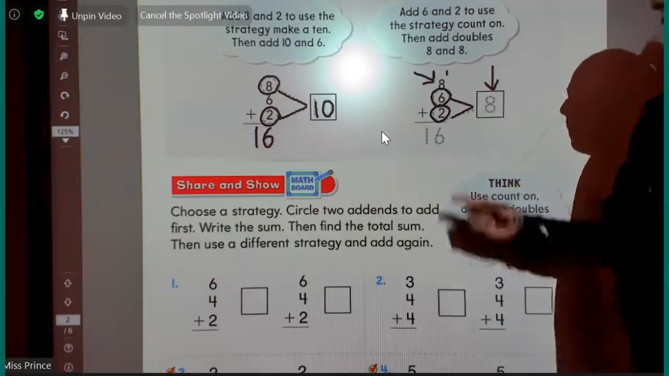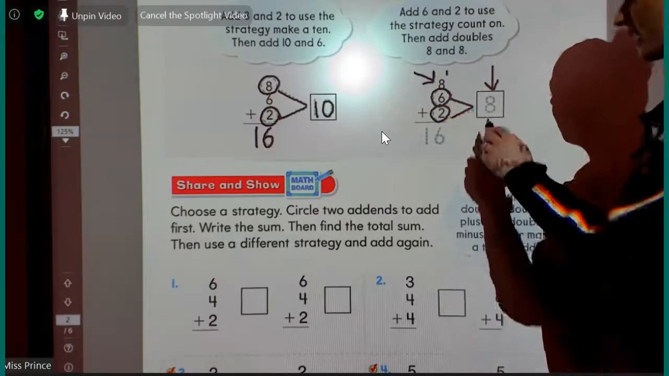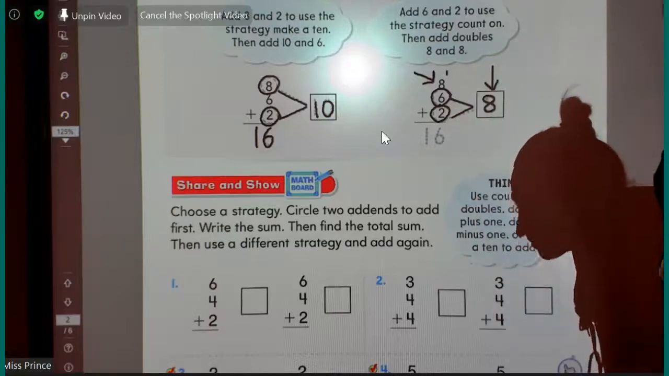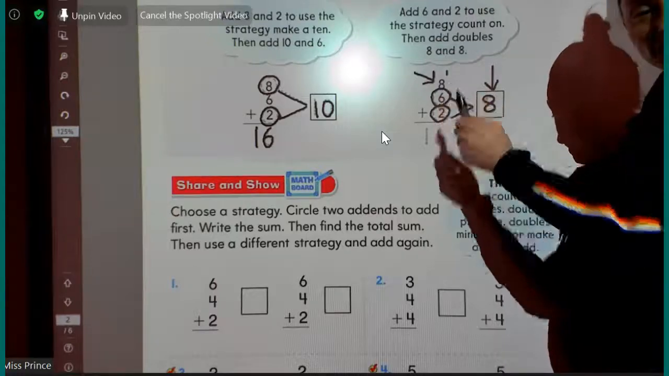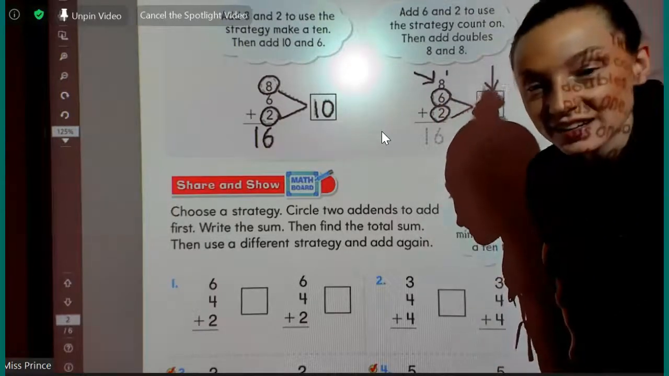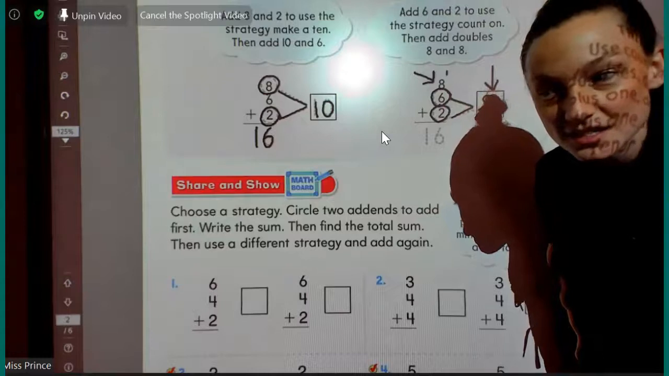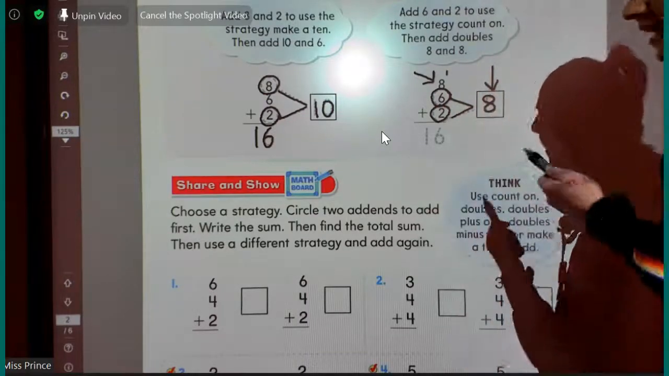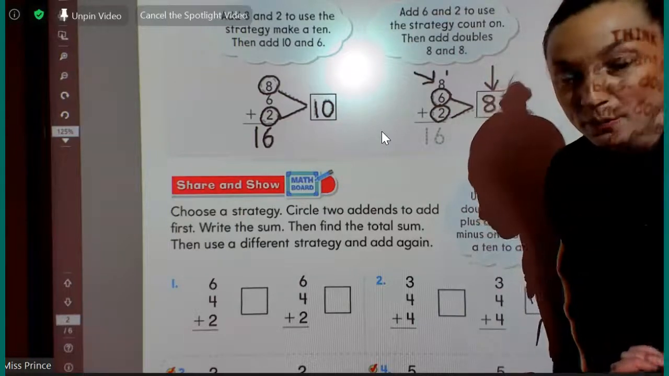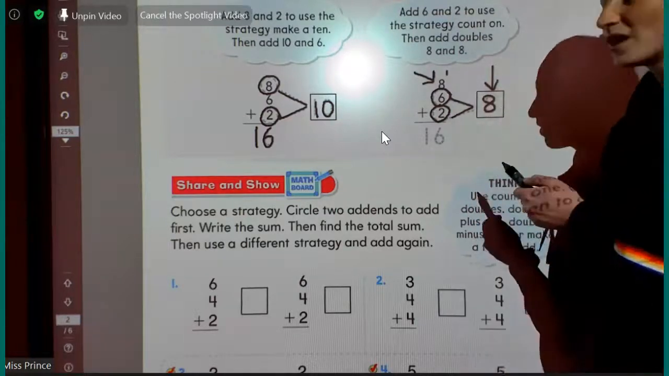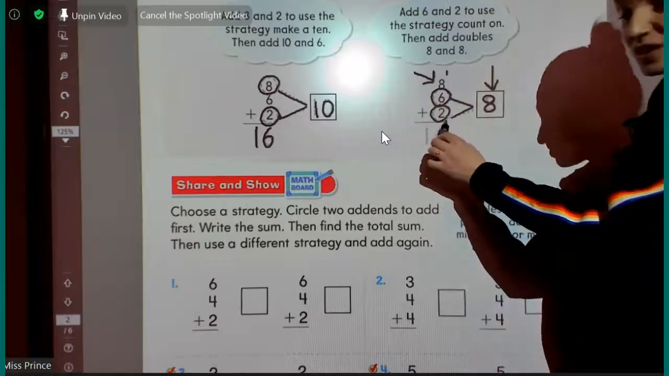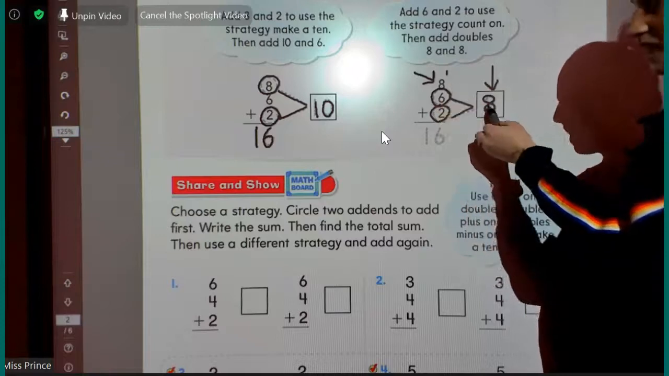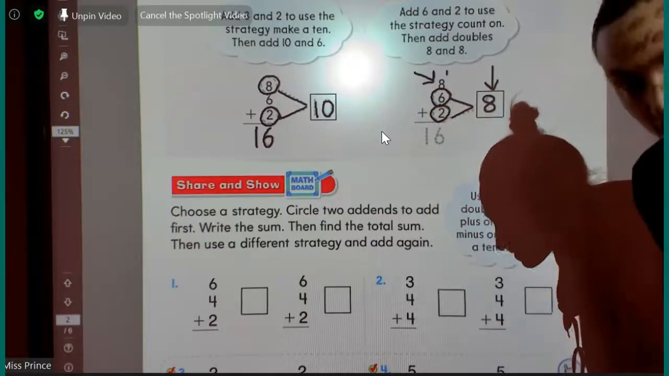So Alakai, when we put 6 and 2 together, we get 8. And now all we have to do is add 8 plus 8. 8 plus 8 is a double. And doubles are super easy now that we've practiced them so many times. So if we take the 6 and the 2 and we make an 8, all we have to do now is add 8 plus 8. Do you know what 8 plus 8 is, Alakai?